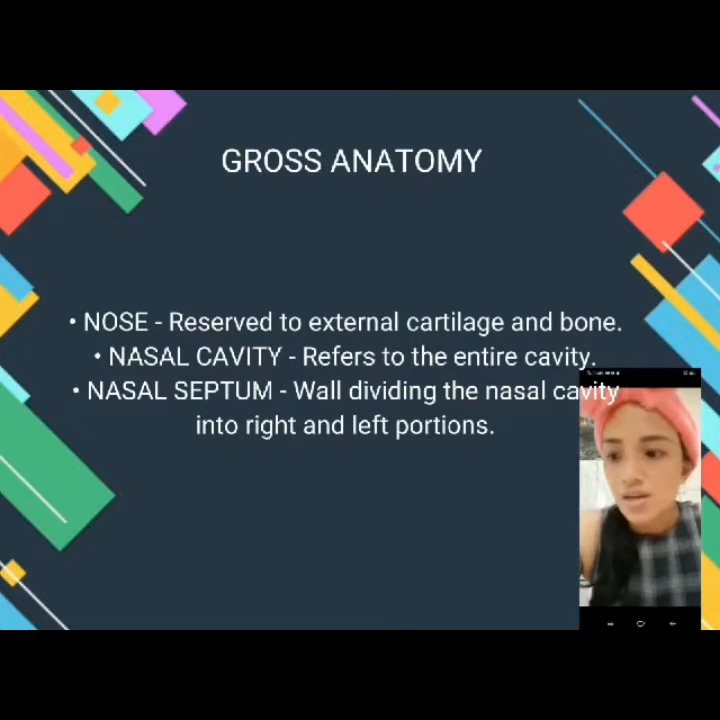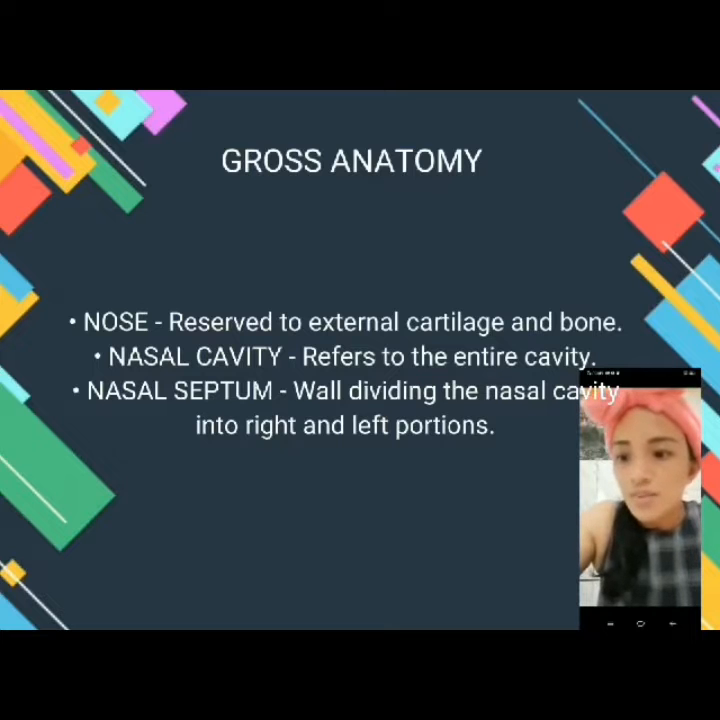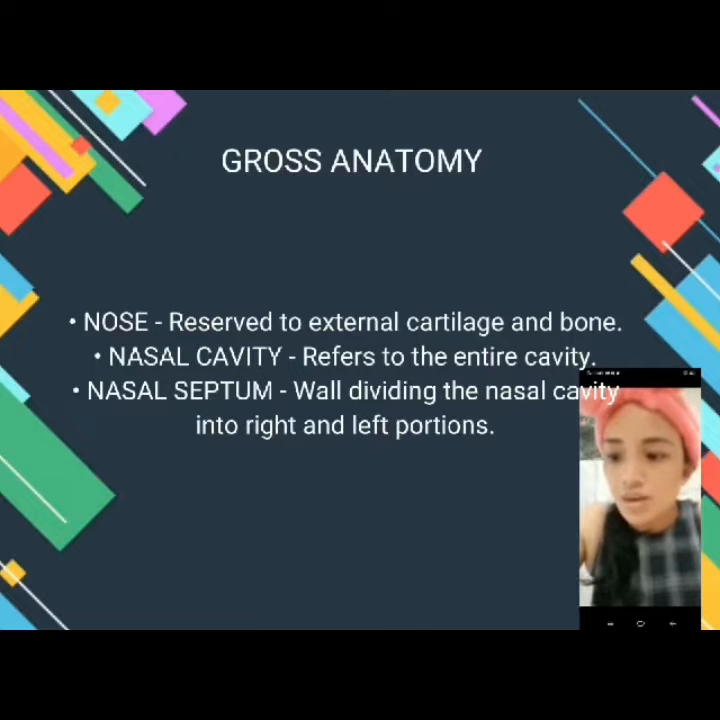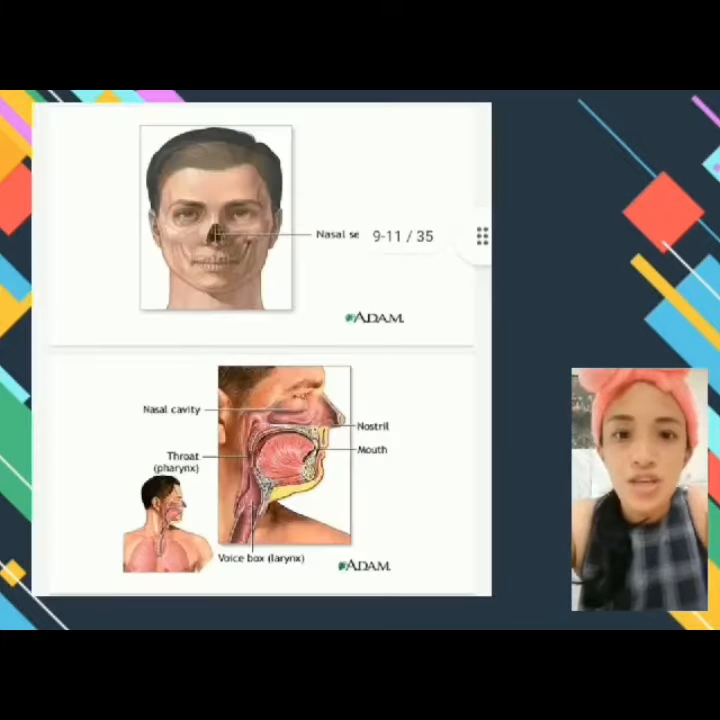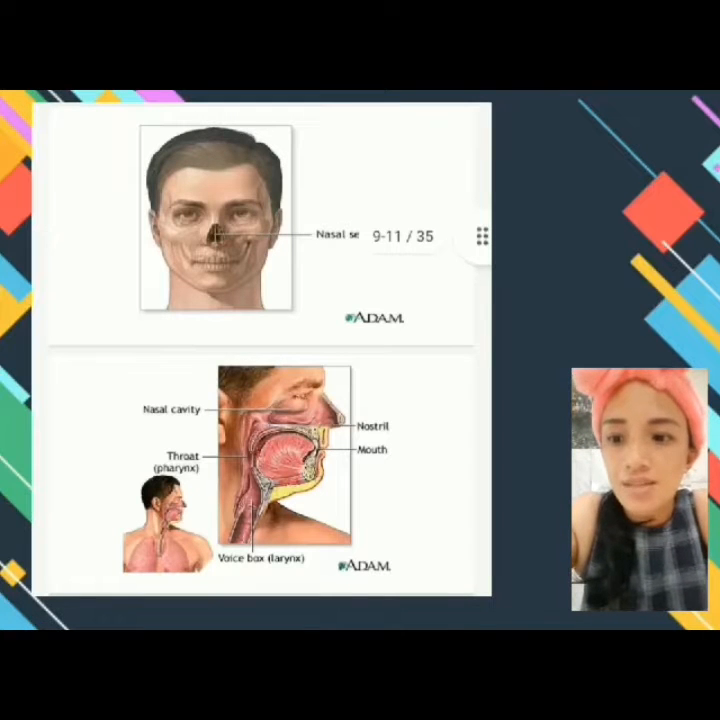Gross anatomy. Nose. Reserved to external cartilage and bone forming the anterior wall of the nasal cavity. Nasal cavity refers to the entire cavity. Nasal septum is the wall dividing the nasal cavity into right and left portions. The image shows the nasal cavity, nostril, mouth, throat, and voice box.